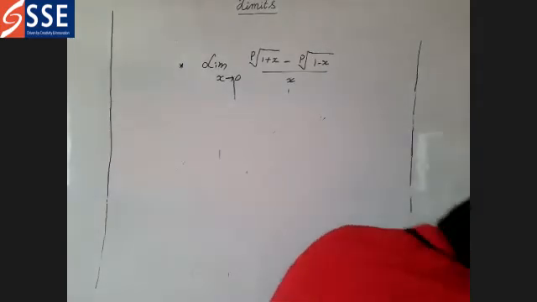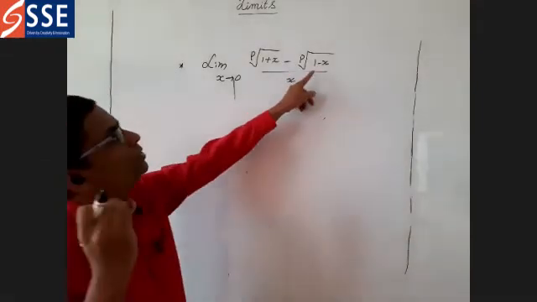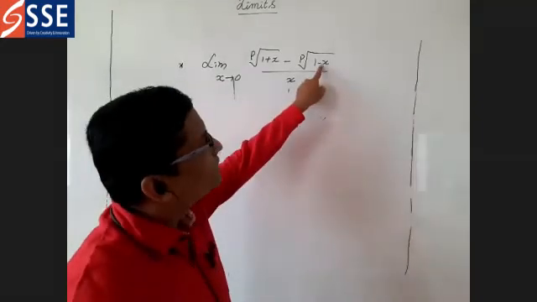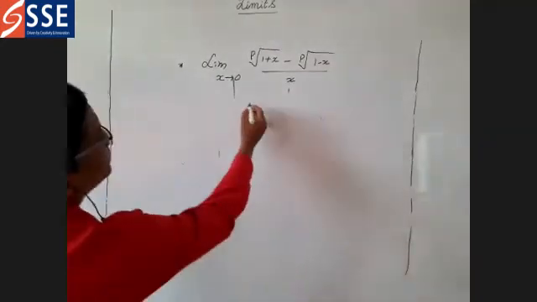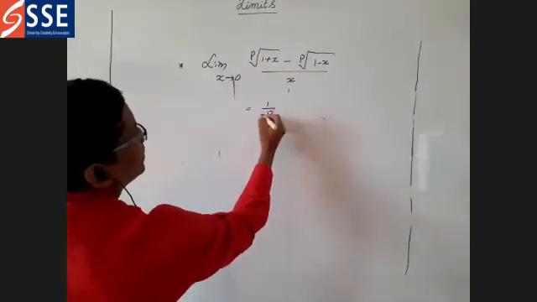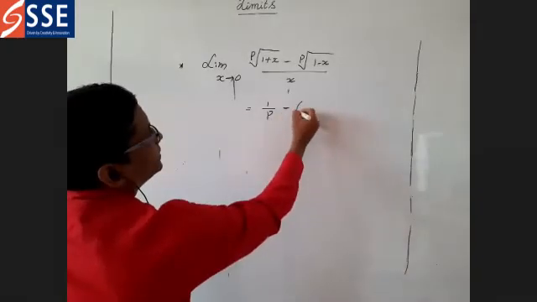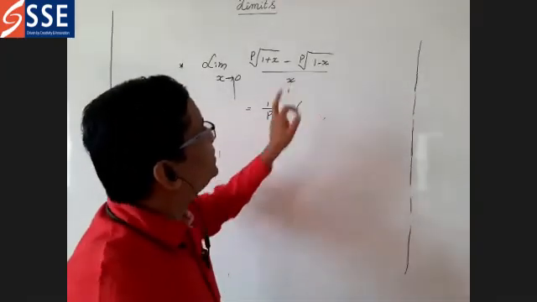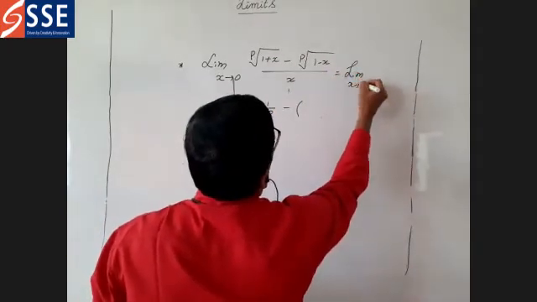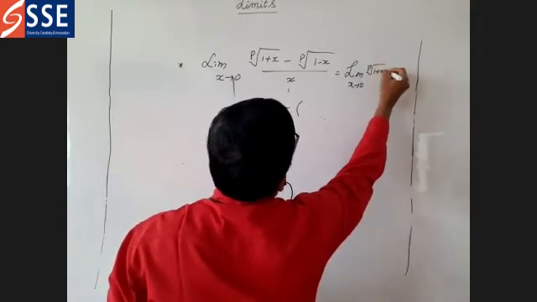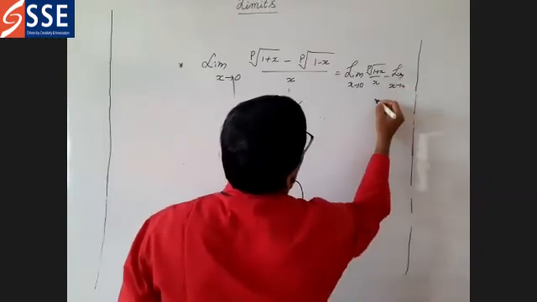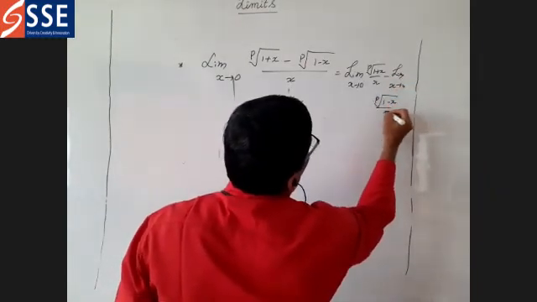You just see this: the limit of the pth root of 1 minus x by x is equal to minus 1 by p. If it is minus, the answer is minus 1 by p. If you separate it, you get the answer automatically. For this, the answer is 1 by p minus, and you can separate it like this: limit x tends to 0 of pth root of 1 plus x divided by x, minus limit x tends to 0 of pth root of 1 minus x by x.